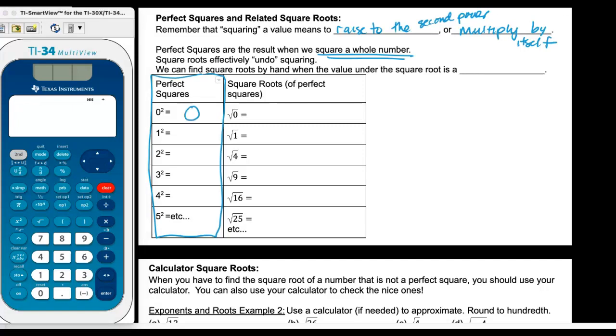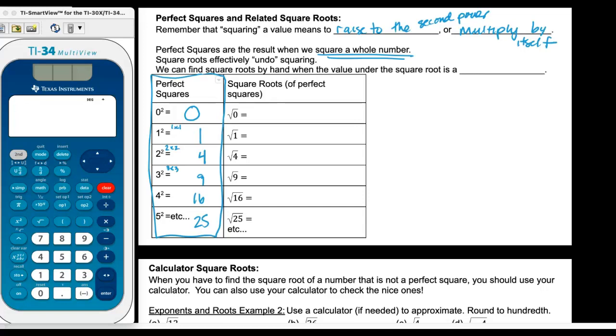1 squared is 1 times 1. We get 1. 2 squared is 2 times 2. We get 4. 3 squared is 9. 4 squared is 16. 5 times 5 is 25. And we could keep on going. Well, when we take the square root of what we call a perfect square, watch what happens. We get a nice answer.